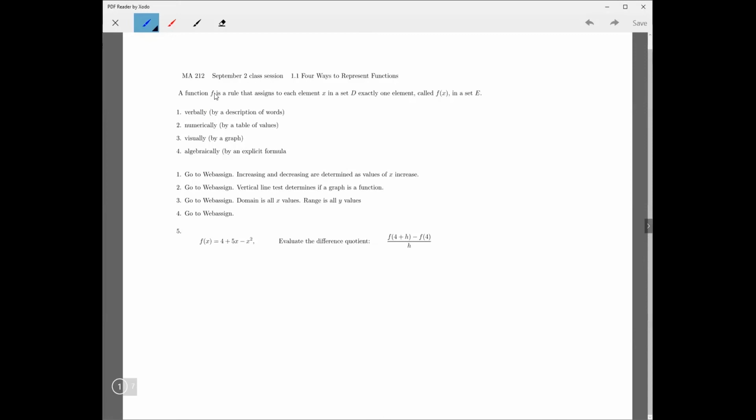So there are different ways of looking at a function. One is verbally, by just a description. Another is numerically with a table of values, visually with a graph, and algebraically with an explicit formula. The formula is probably the one you're most used to, and we also saw a lot of graphs on the homework. But a table can also describe a function, and so can a verbal description. Sometimes problems take a verbal description and put it into a formula, or a graph, or both.